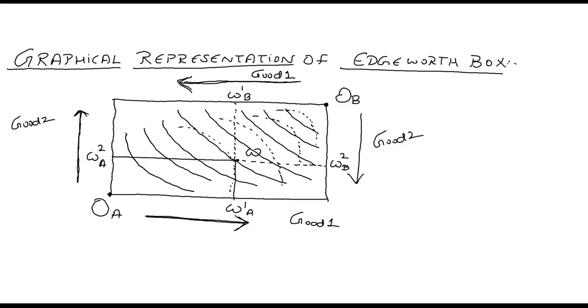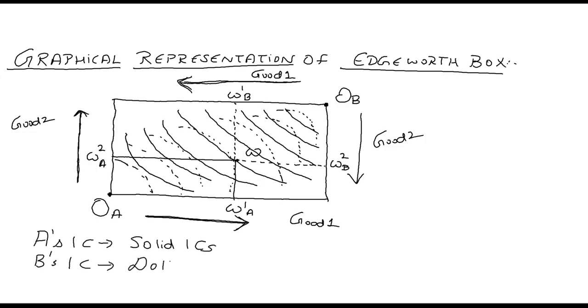So from B's origin, the indifference curves are going to look like this. Again, I have drawn a family of indifference curves. A's indifference curves are solid ICs, and B's indifference curves are dotted ICs.